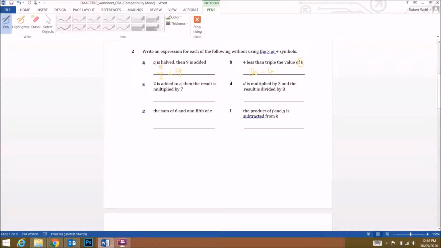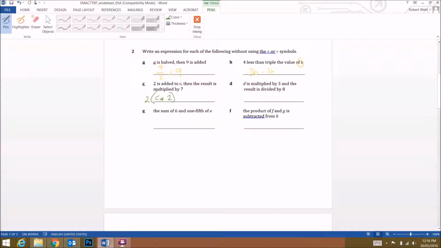Okay. 2 is added to C, then the result is multiplied by 7. Now here's where you need to be careful, because we know that 2 is added to C, which gives us C plus 2, but if I just say times 7, order of operations would say that I need to do the 2 times 7 first. So we need to use brackets and put that multiplied by 7 on the outside.